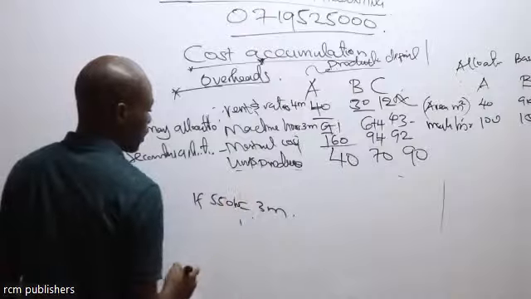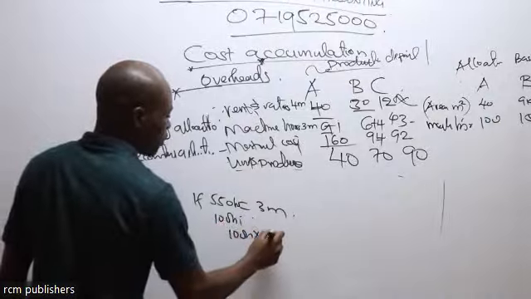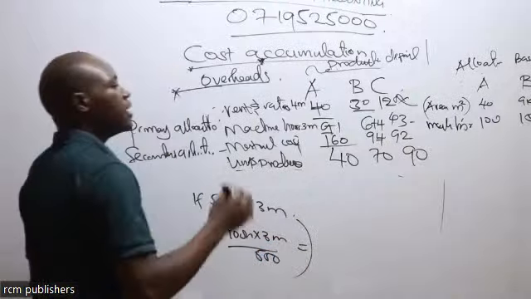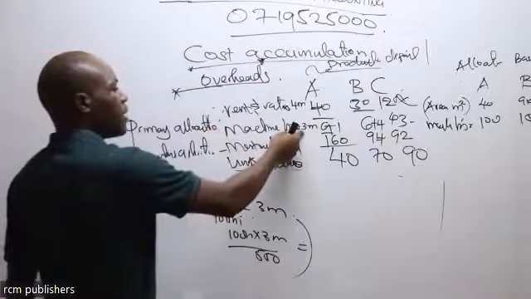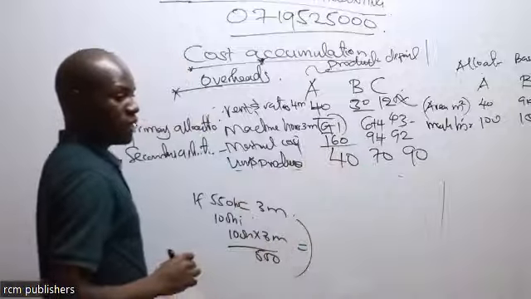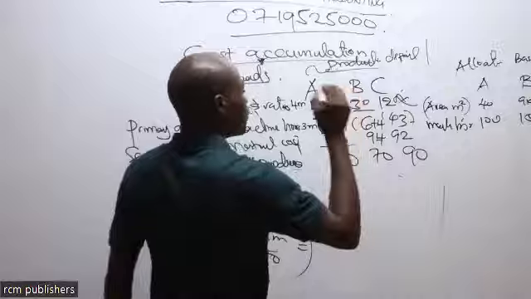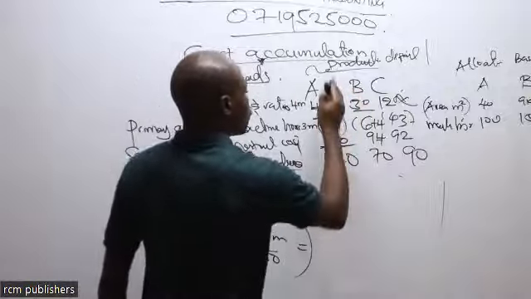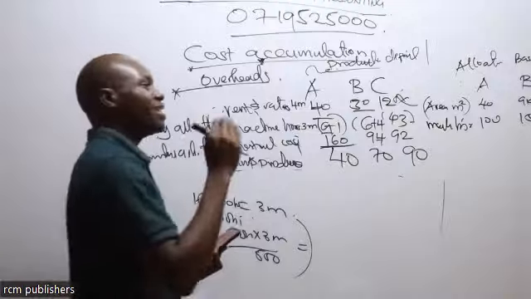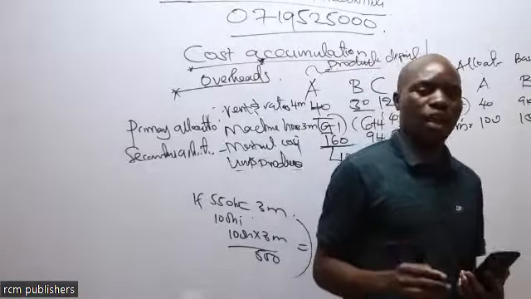Remember, this one is the total hours. So 100 hours, I multiply by 3 million, divide by 550. Whatever I'm going to get there is the portion of machine hours or machine related cost that I'm going to distribute to Department A. I do the same to Department B and C, so that at the end of the day, I am going to get the total overheads for each department in relation to the activity being carried out.